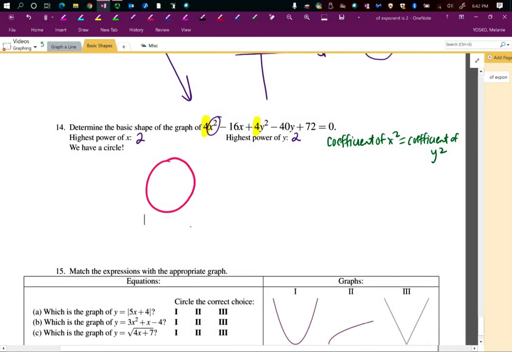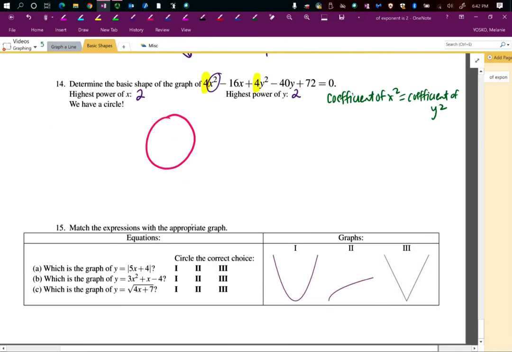Let's do this. This one's a little different. Now I've given you some matching. What is the graph of y equals absolute value of 5x plus 4? So highest power of x is 1. Highest power of y is 1. We have the absolute value bars.